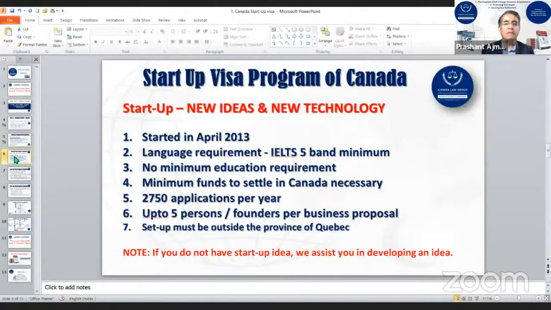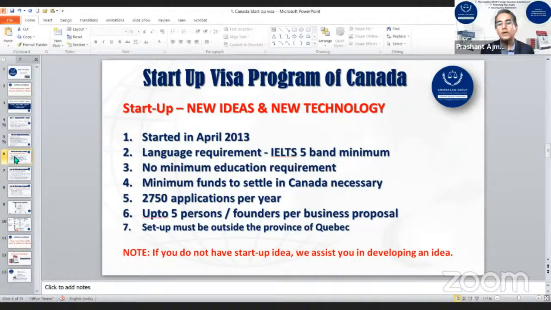Now, the third program is the startup visa program, which is for new ideas and new technologies. This program is fairly new, started only in 2013. The only requirement of this program is that you must have a minimum 5 bands of the IELTS. No education requirement, but we prefer that at least you are 12th standard pass. Bachelor's or master's degree is always preferred.